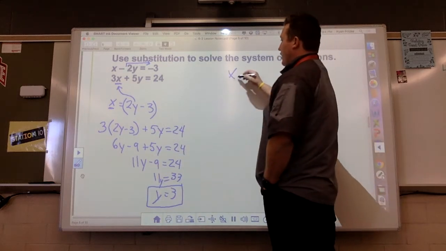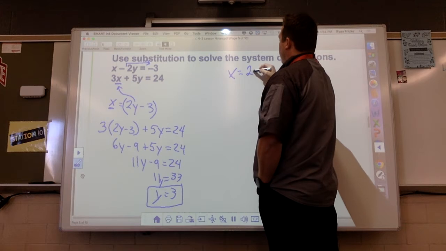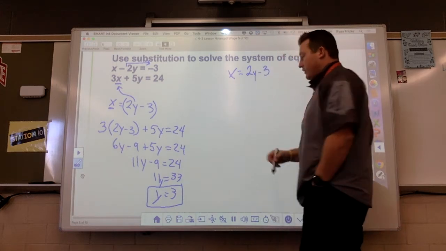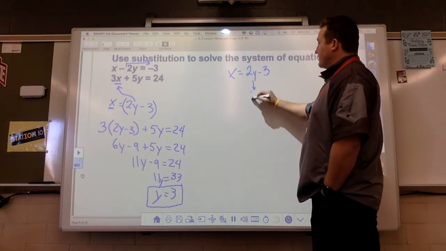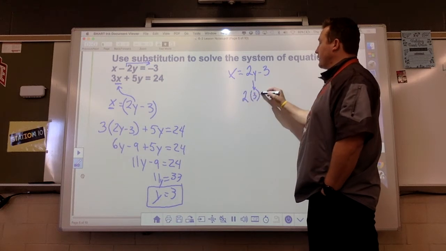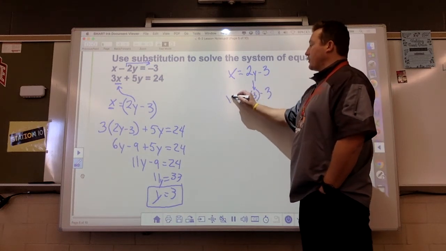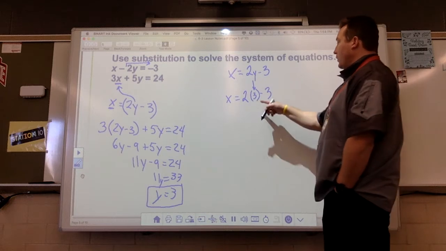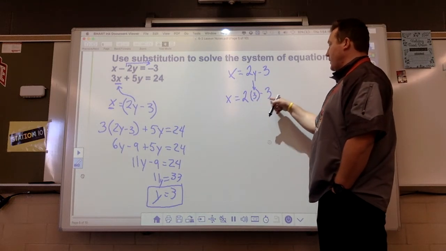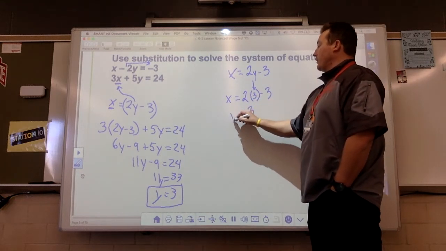So let's do that. So we'll go x equals 2y minus 3. Again, we know what y is. It's the number 3. So a little multiplying, a little subtracting. Now we're going to know what x is. 2 times 3 is 6. 6 minus 3, oh, is also 3.